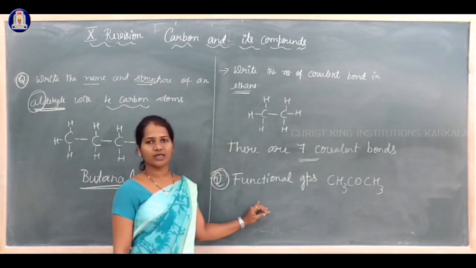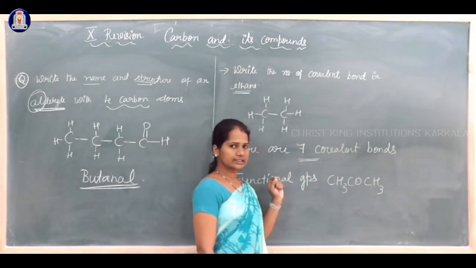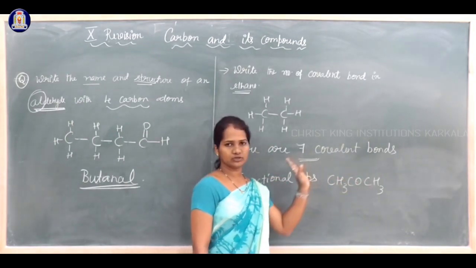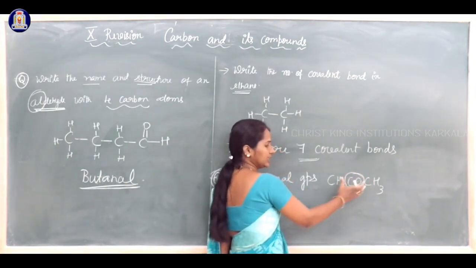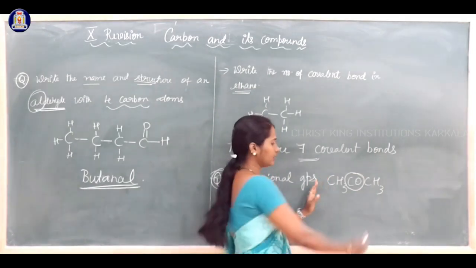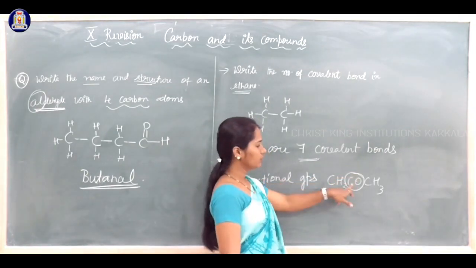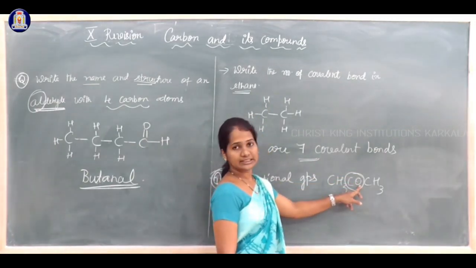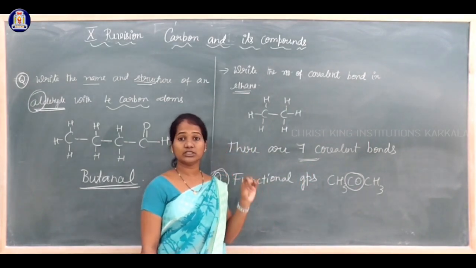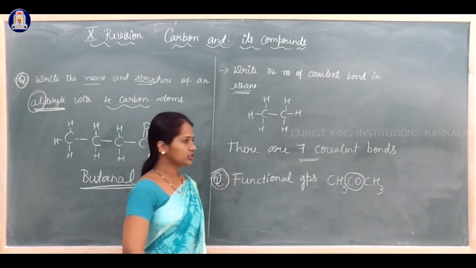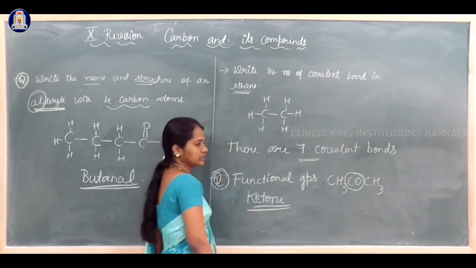First identify which functional group is present. The molecular formula given is CH3COCH3. Here the functional group CO is present in between two carbon atoms, one on the left side and one on the right side, and in the middle one more carbon atom and oxygen, CO. We have studied that CO is the functional group of ketones. The name of the functional group is ketone, CO.